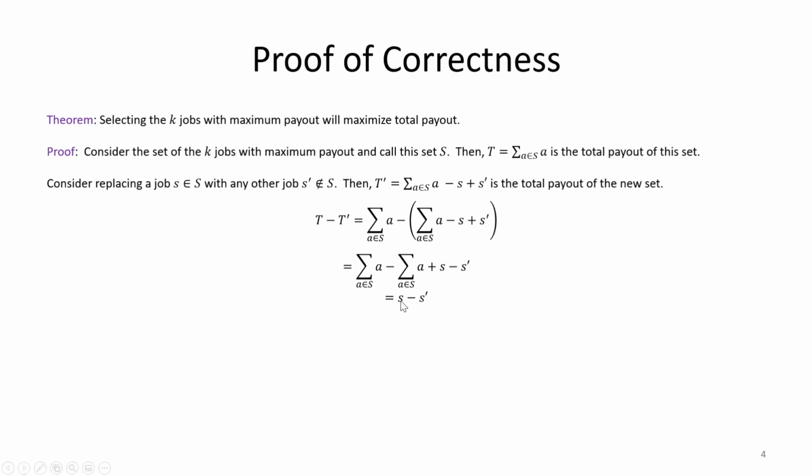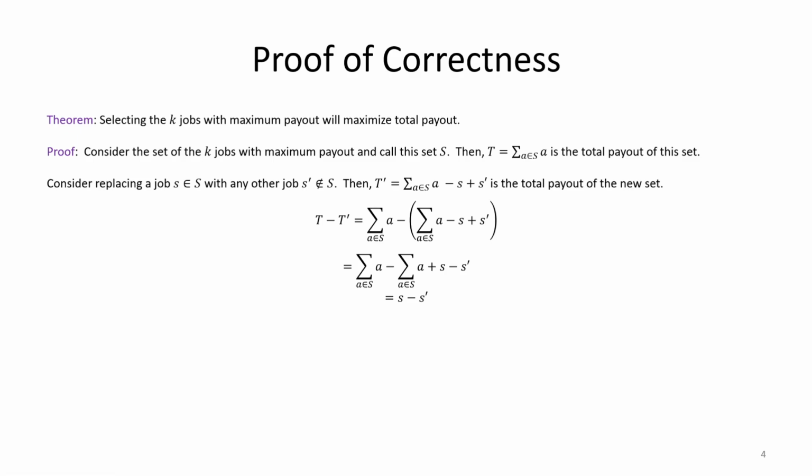Well, we now need to know something about the relationship between s and s prime. What do we know? Well, we know s was in our set of k jobs with maximum payout, but s prime was not. So we probably know a relationship between s and s prime here. Specifically, since s was among the k jobs with maximum payout, s should have a greater payout than s prime.